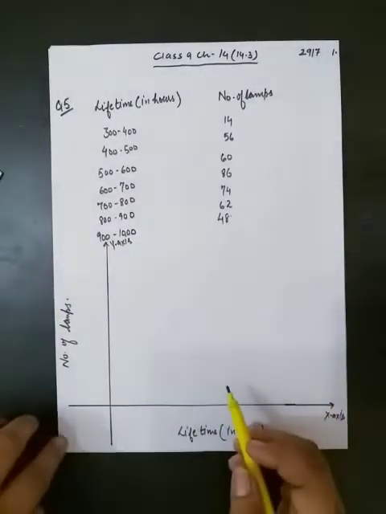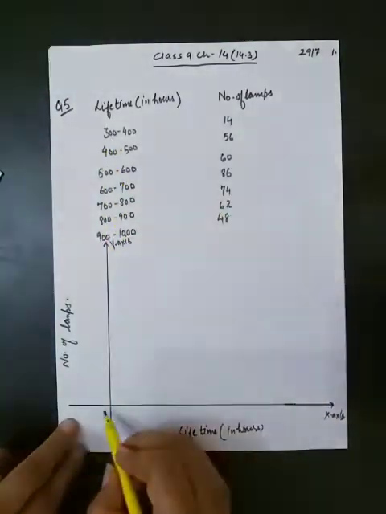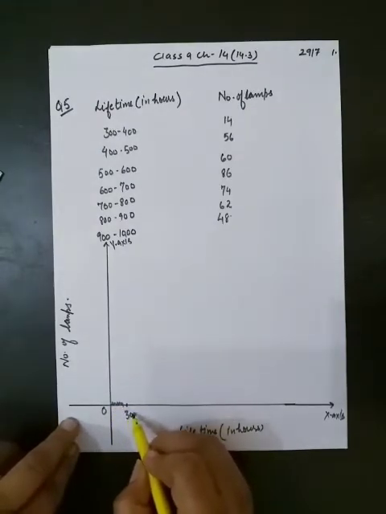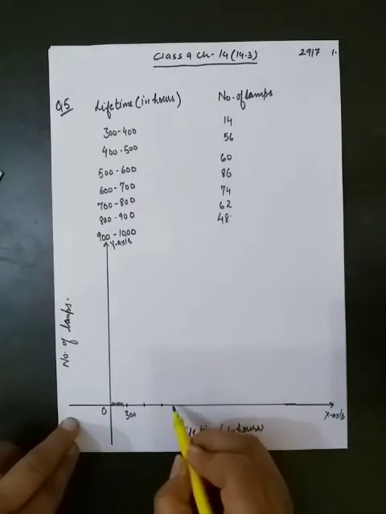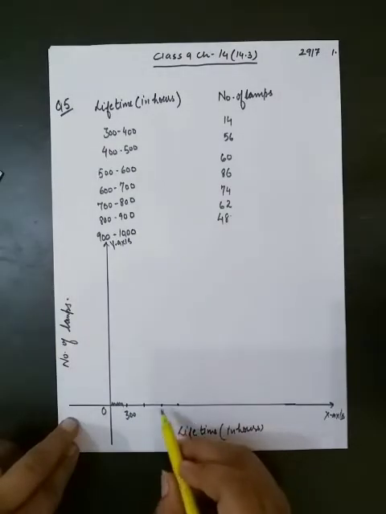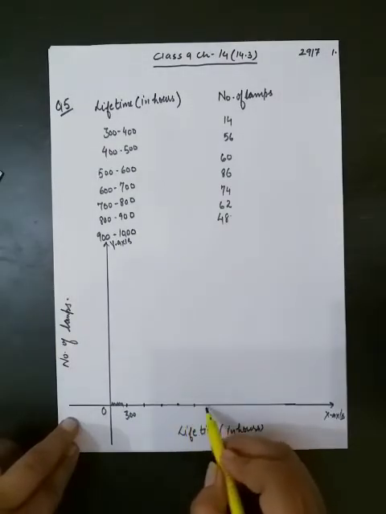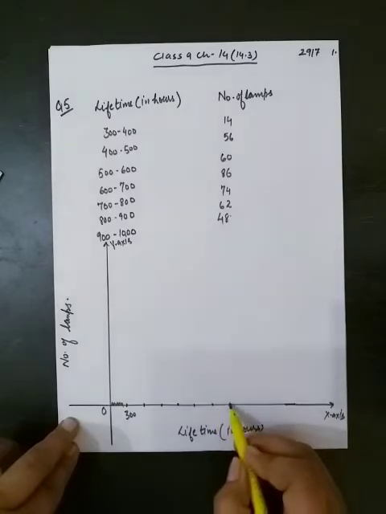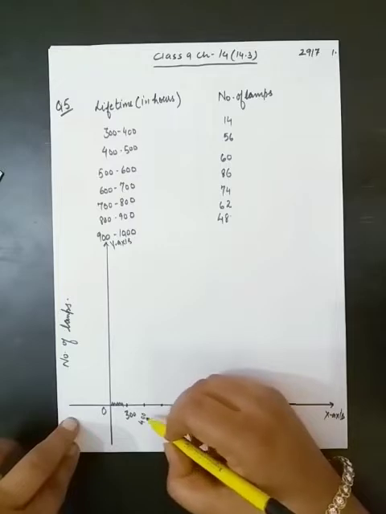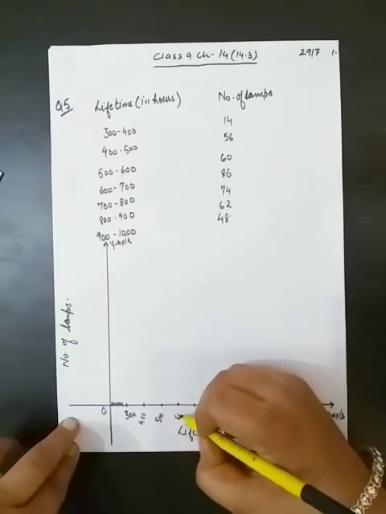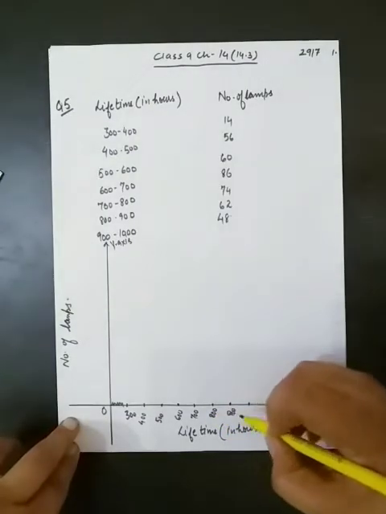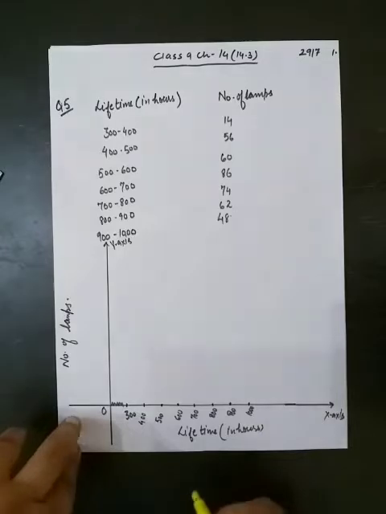Again the intervals are starting from 300, so we have to give a short break here, and then we will mark 300 at equal gaps, and mark the different given intervals 300, 400, 500, 600, 700, 800, 900 and 1000. So we can write here 400, 500, 600, 700, 800, 900 and 1000.